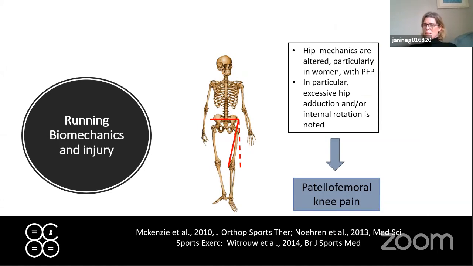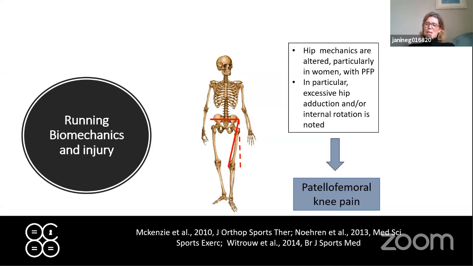So some of the things that have been found is that the hip mechanics can be altered. And this is particularly pertinent when they've investigated women athletes or women runners. In particular, they noticed that an increased hip adduction or hip internal rotation is linked to patellofemoral pain. So we have a biomechanical variable that is linked.